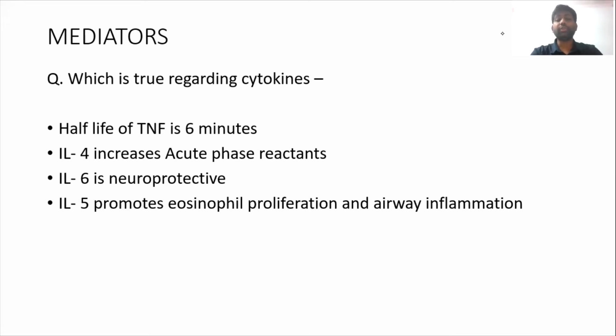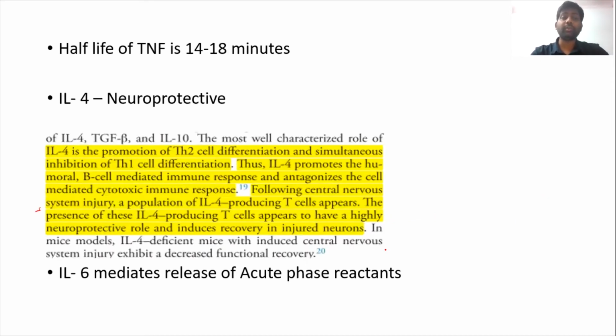Try to understand which one of the following is true. Half-life of TNF is 6 minutes, is it true or not? Interleukin 4 is neuroprotective. Interleukin 6 increases the acute phase reactants. Or interleukin 5 promotes eosinophil proliferation and airway inflammation. Interleukin 5 promotes eosinophil proliferation and airway inflammation is the true statement. But why are the first three wrong? If we know the correct statements for the first three, then a lot of points about the cytokines will be covered. So let's understand about this.